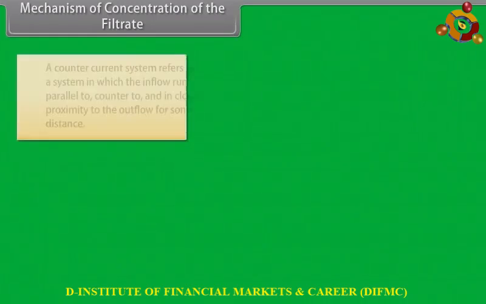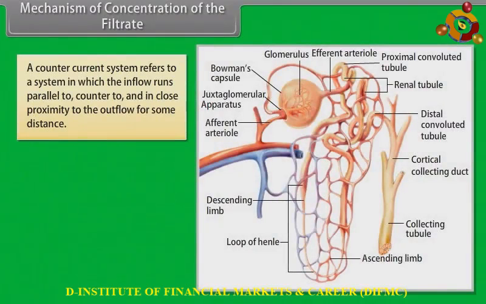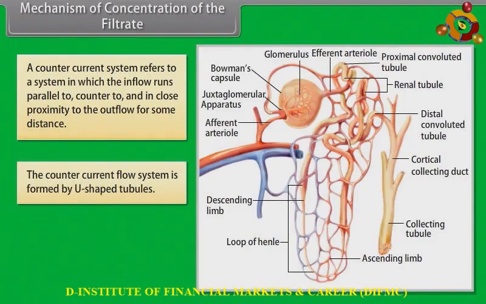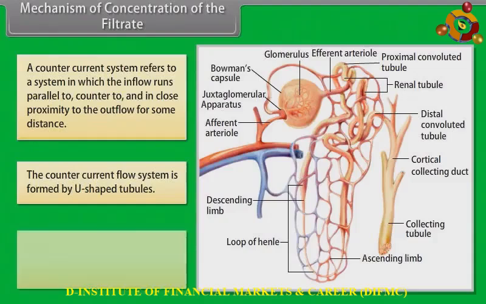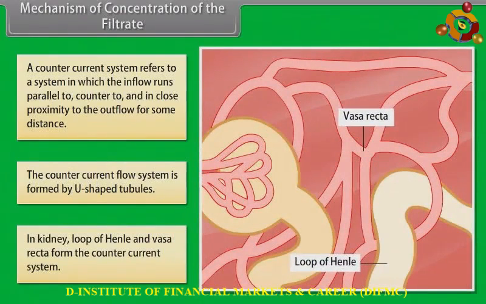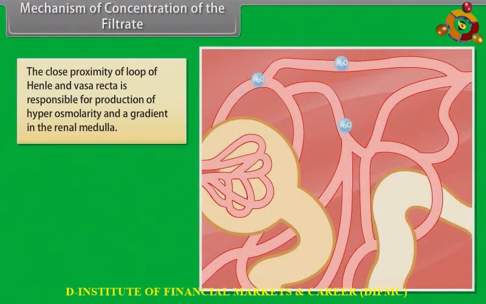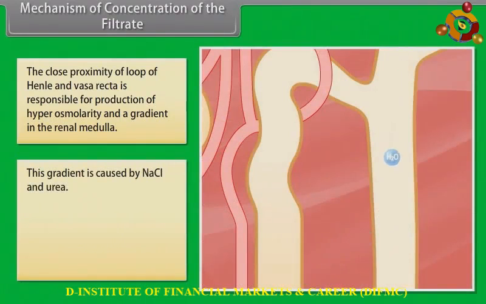Mechanism of concentration of the filtrate. A countercurrent system refers to a system in which the inflow runs parallel to, counter to, and in close proximity to the outflow for some distance. The countercurrent flow system is formed by U-shaped tubules. In the kidney, the loop of Henle and vasa recta form the countercurrent system. The close proximity of the loop of Henle and vasa recta is responsible for the production of hyperosmolarity and a gradient in the renal medulla. This gradient is caused by NaCl and urea.